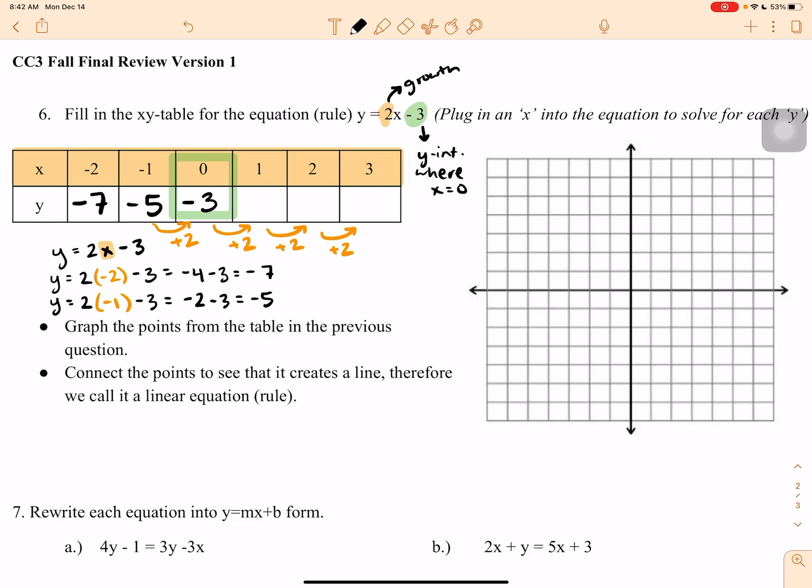So -3 plus 2 is -1. -1 plus 2 is +1. 1 plus 2 is 3. So now we have all those points there that we can plot on this graph, okay?